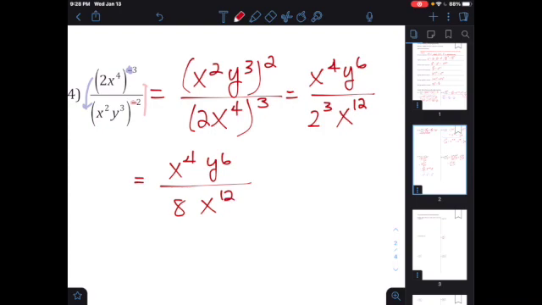If there's, as in top and bottom, you have that 1-to-1 coverage, and that gets canceled. So 8 on the bottom stays like that because there's no other number. But x to the 4th and x to the 12th, you can cancel x to the 4th with x to the 4th on the bottom. So that gives you x to the 8th on the bottom. And the y doesn't have anything to cancel, so y to the 6th.